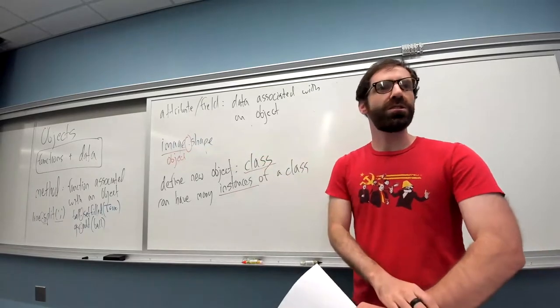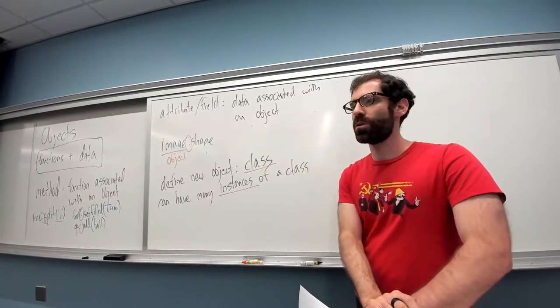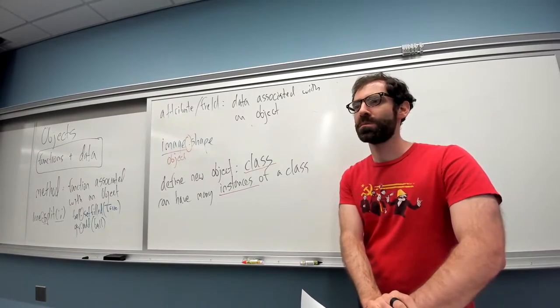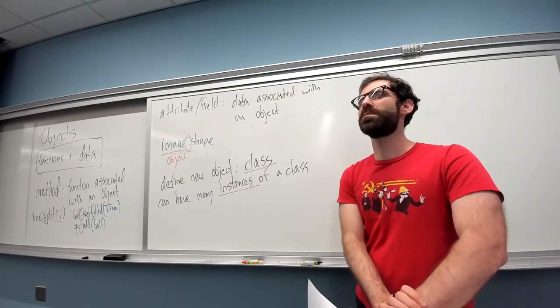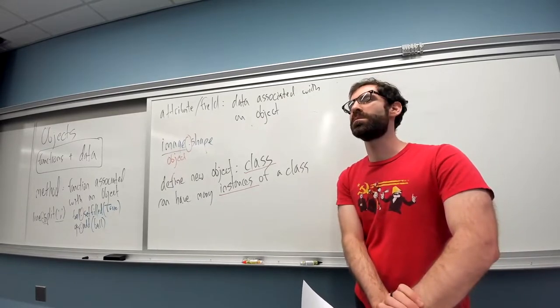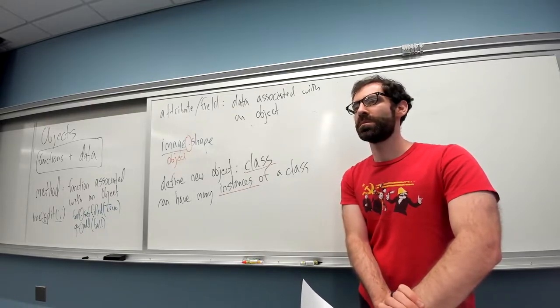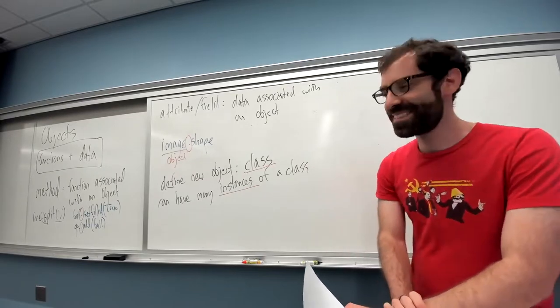Questions on this so far? What's not clear? Gabby. So when we have a class of objects, it's still just a single object. Like, we're still describing a single... Actually, I'm just confusing myself. Never mind. But thank you.